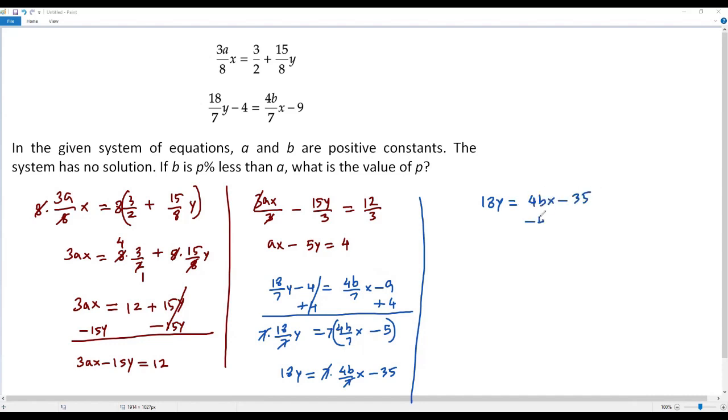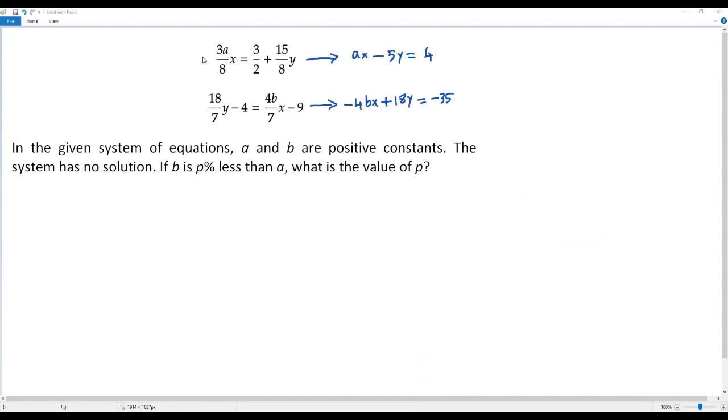Now let me subtract 4bx from both sides of the equation. Then this positive 4bx and negative 4bx will cancel out. I am getting negative 4bx positive 18y on the left side. On the right side, we have negative 35. Here I got the second equation in standard form. Now we got both the given equations in standard form. Now let me erase this stuff and continue the problem.